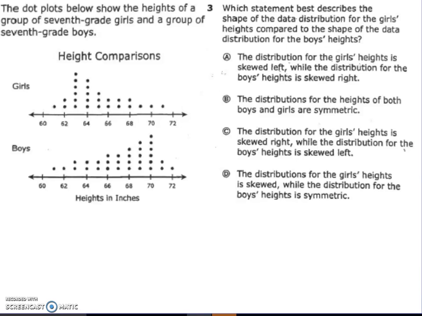And the dot plots show the heights of a group of 7th grade girls and a group of 7th grade boys. Which statement best describes the shape of the data distribution for the girls' heights compared to the shape of data distribution for the boys' heights? A. The distribution for the girls' height is skewed left. Well, this is skewed right. So it can't be A.